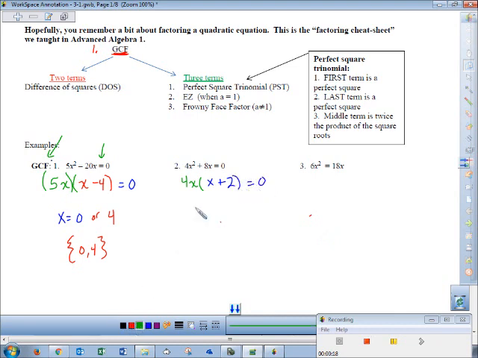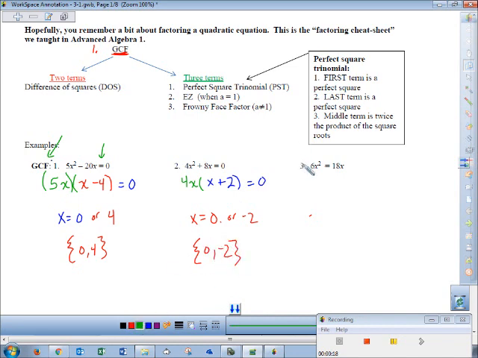And now we use the zero product property. What value of x makes this 0? If x literally equaled 0, 4 times 0 would be 0. Or if x equaled negative 2, negative 2 plus 2 would be 0. So there's our solutions.